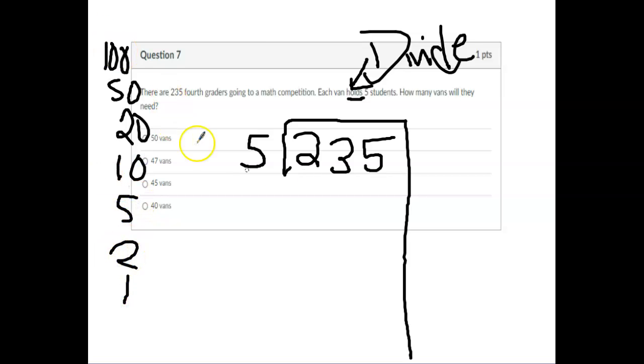All right. So I know I'm going to try 100 first. What is 5 times 100? 500. 500 is bigger than 235, so I can't use 100. So I'm going to try 50. What is 50 times 5?